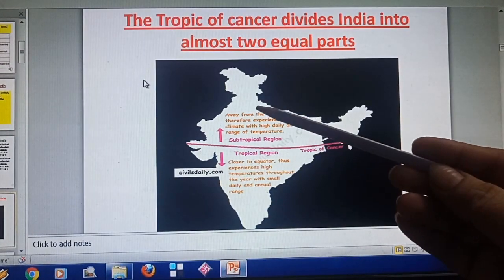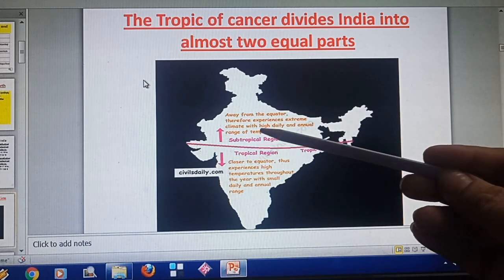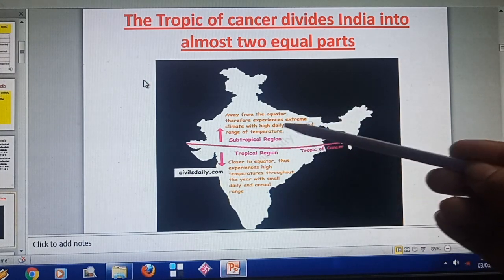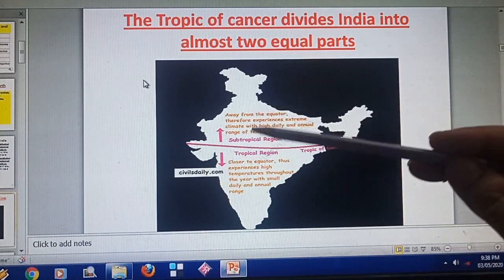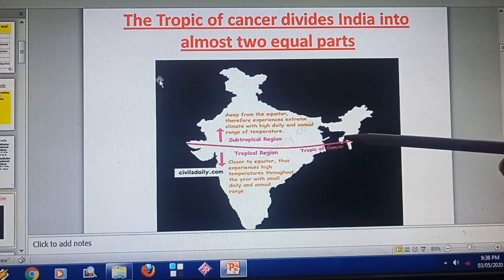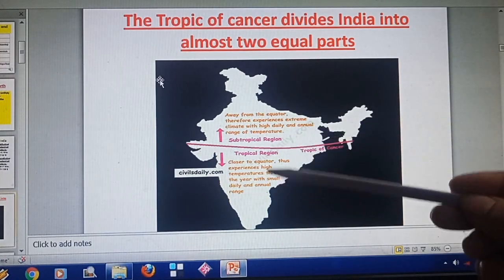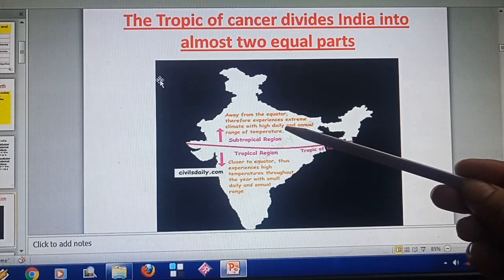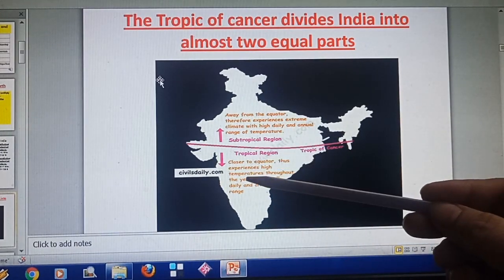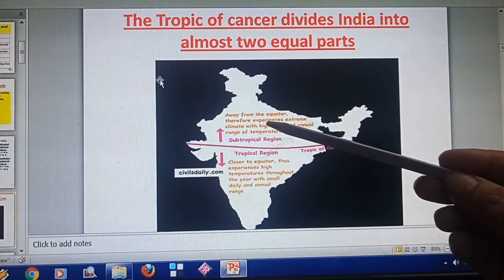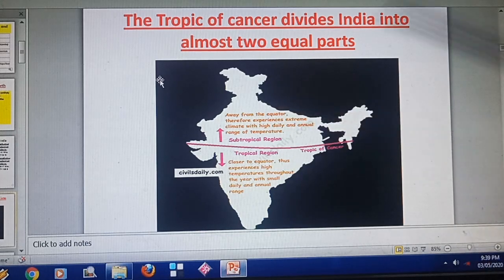And as this portion, subtropical region, is away from the equator, therefore it experiences extreme climate with high daily and annual range of temperature. So what we have studied, that Tropic of Cancer divides India into almost two equal parts, tropical region and subtropical region. The lower part is known as tropical region which is nearer to the equator, and the portion far away from the equator, that is known as subtropical region.